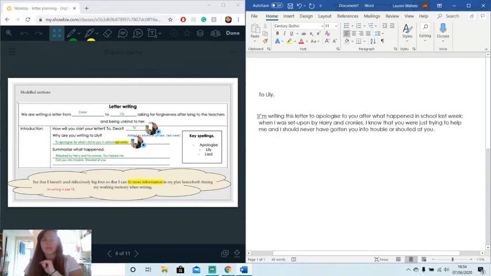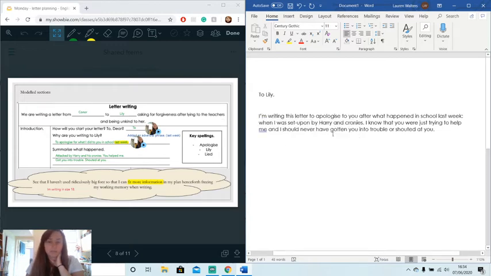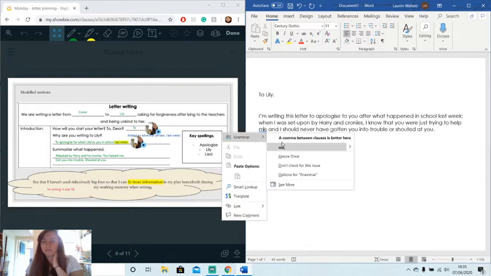Now, if you see a little blue line come up like this, that's grammar. So I'm going to right click and see what it says. In formal writing, try spelling out the words I am. Now I'm going to ignore it because actually this isn't formal. Now, what's this suggestion? A comma between clauses is better here. Okay, let's read it and see what you think. I know that you were just trying to help me, and I should never have gotten you into trouble or shouted at you.